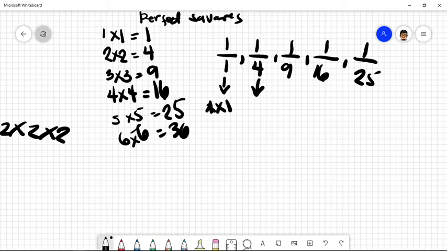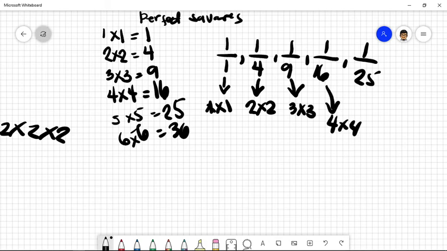Tapos multiplying 4 to itself. Ano yun? Ano yung 4 na yun? Say 2 times 2. Tapos ito, makukuha siya by multiplying 3 and 3. Ito naman ay 4 and 4. Tapos ito ay 5 and 5.